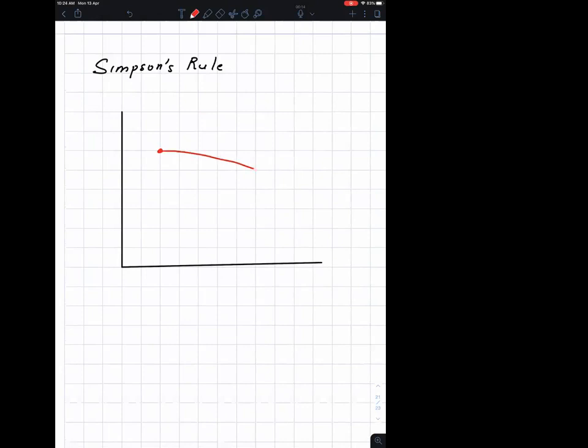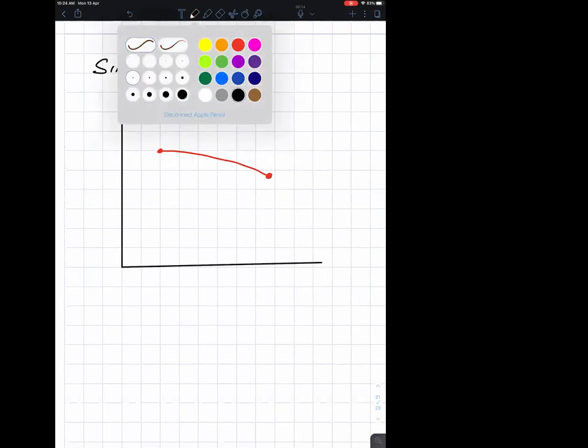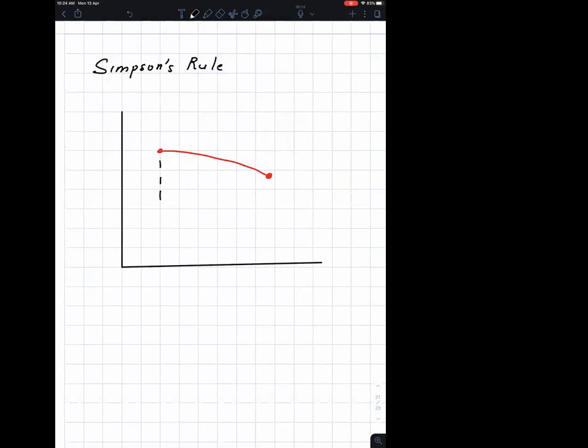So you have a curve here. And then you want to find the area.